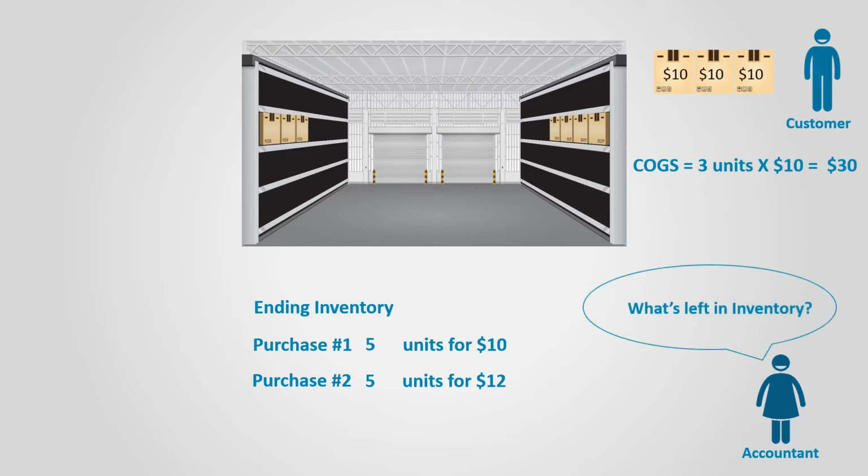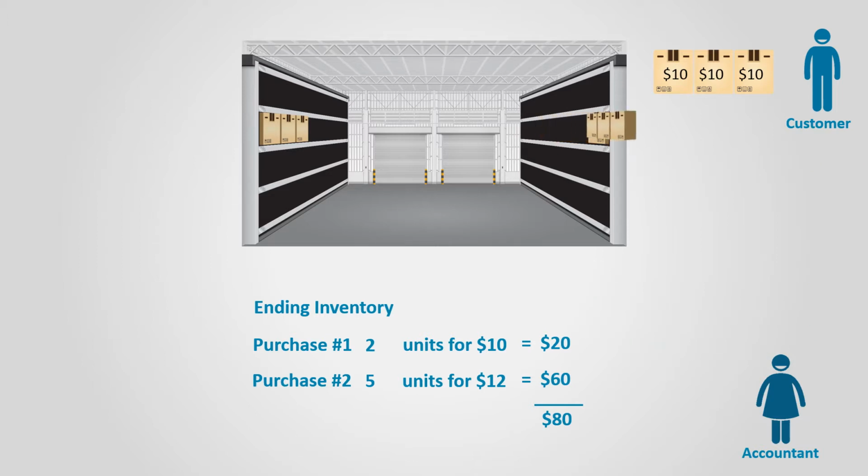So what is left in inventory? 2 units from the first purchase at $10 each and the 5 units of the second purchase at $12 each. Total inventory is $80. Notice that the cost of goods sold is valued at the lower cost, while the inventory is valued mostly with the higher prices, which are close to the current market price, or the latest purchase price in this case, assuming that we are living in an inflationary economy.